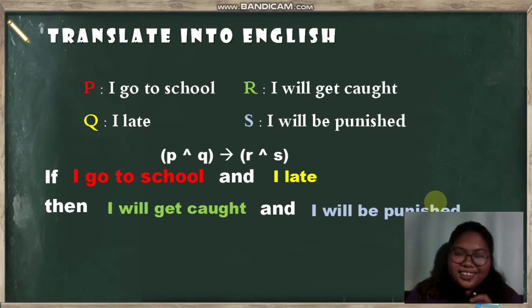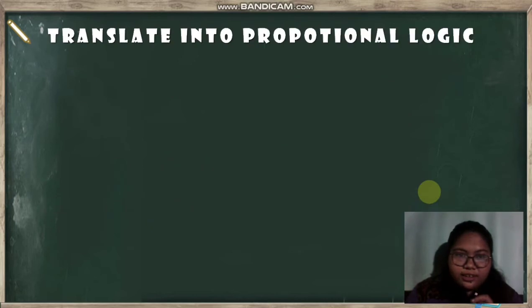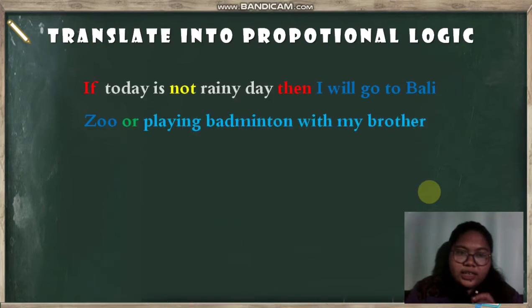So you see, that is the translation. Let's go to an example. Now we will translate into propositional logic. Here we have a statement like this: If today is not a rainy day, then I will go to Bali Zoo or play badminton with my brother.